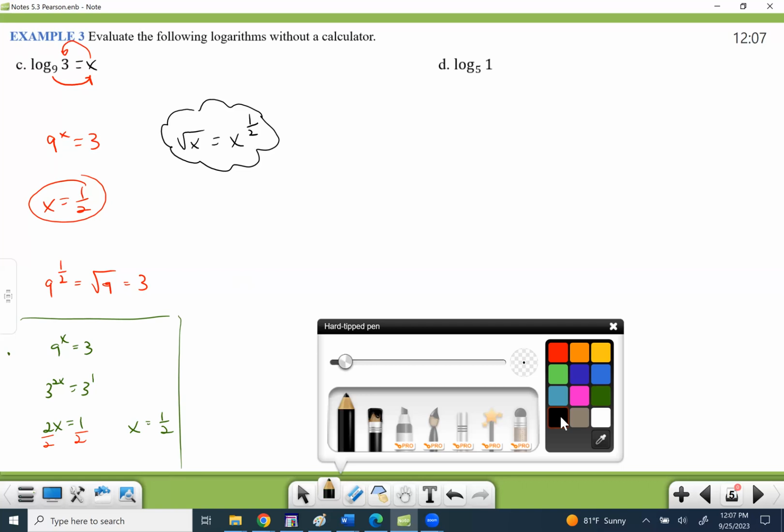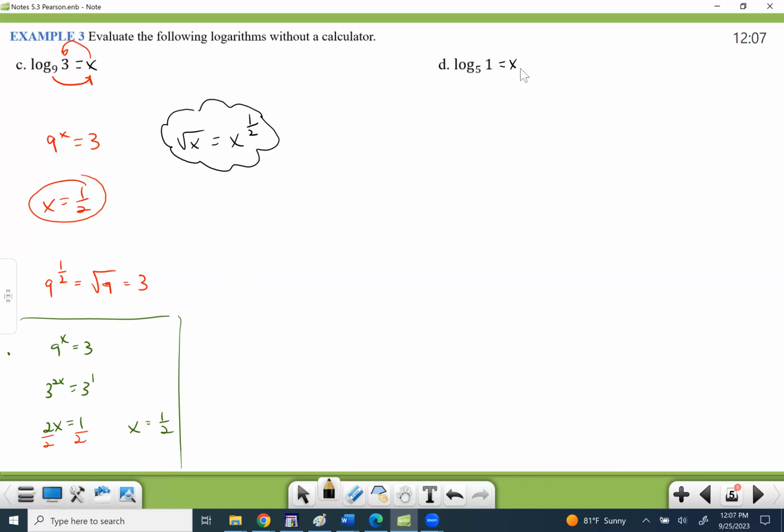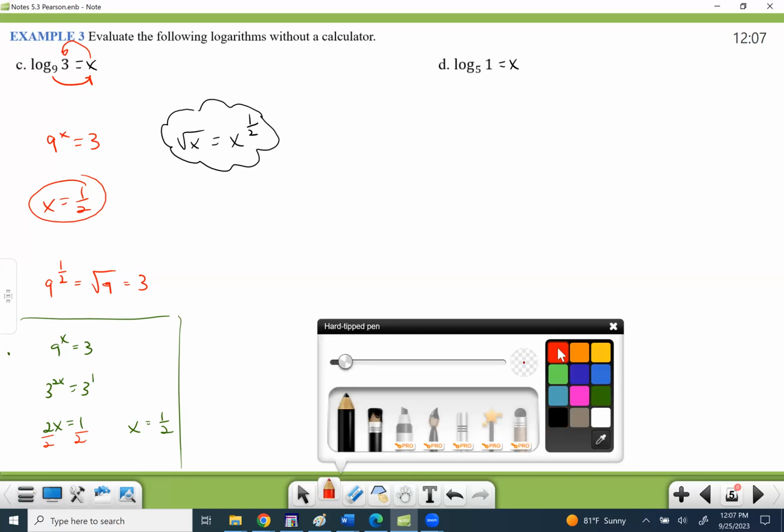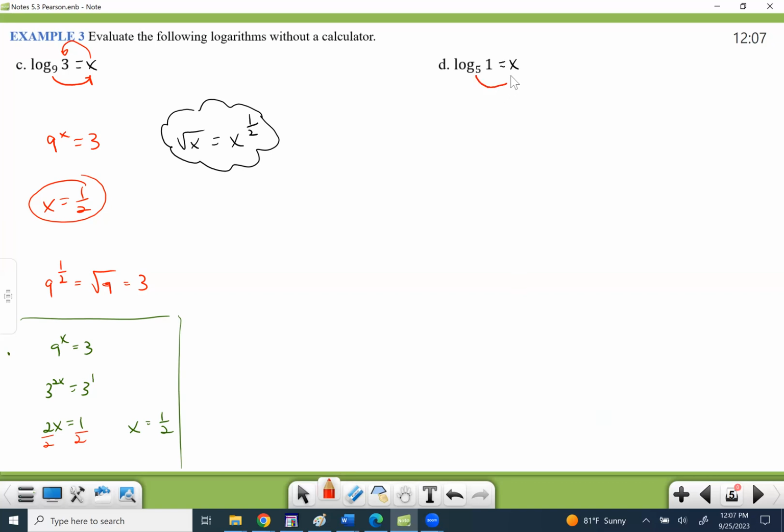All right, D. So we're going to put the equals X, and we're going to go ahead and use the hook method. 5 to the X equals 1. So we have to think, 5 to what power equals 1? Well, anything to the 0 power equals 1.